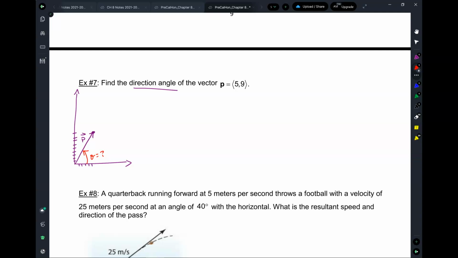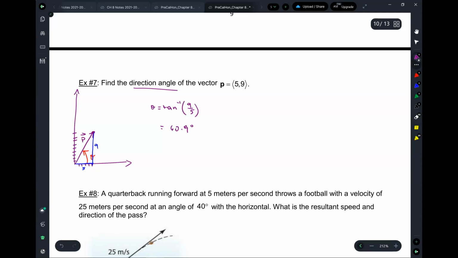Now, to find that angle theta, if you draw the components, then is it easy to find that angle theta? Yeah, right? Because the horizontal is 5, the vertical is 9. So theta is inverse tangent of 9 over 5, which is equal to 60.9 degrees.